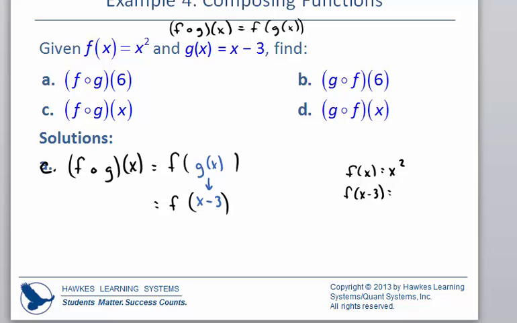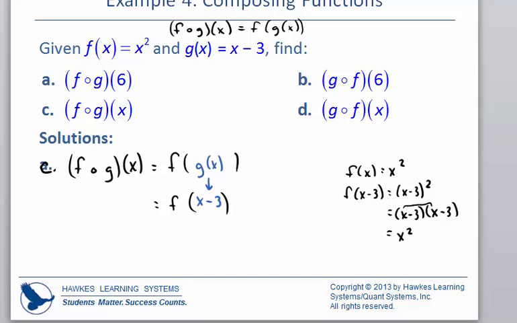Which means everywhere there's an x, we're going to put an x minus 3. Now this one takes a little bit of work because I have to realize that that is x minus 3 squared, which is x minus 3 times x minus 3. And I have to multiply it out using the FOIL method.